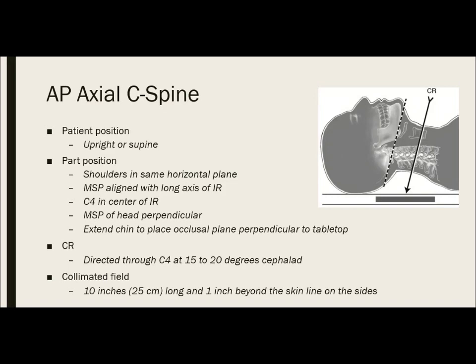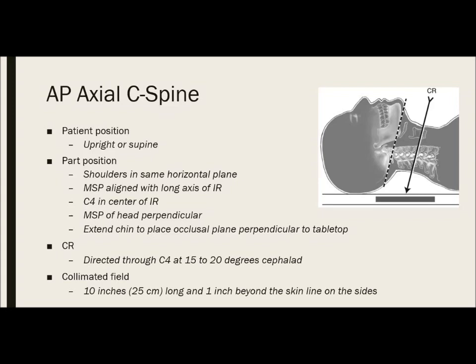We're going to make sure we extend our chin to place the occlusal plane perpendicular to the tabletop. And the reason why we want to make sure we do that is to make sure that the mandible is not in the way of our vertebrae. Our central ray for this one, since it is an axial projection, is going to be directed through C4 at a 15 to 20 degree angle cephalad.